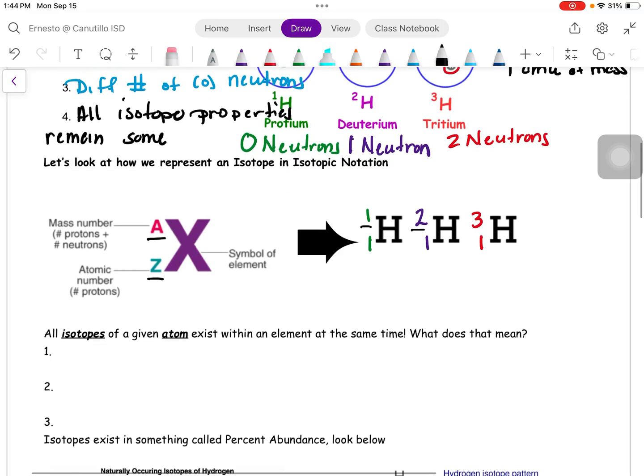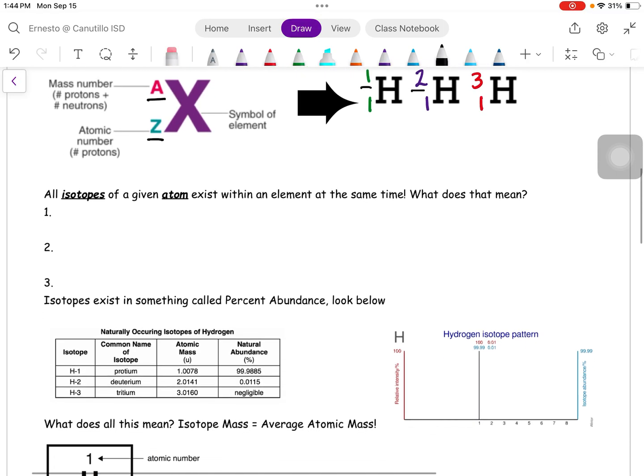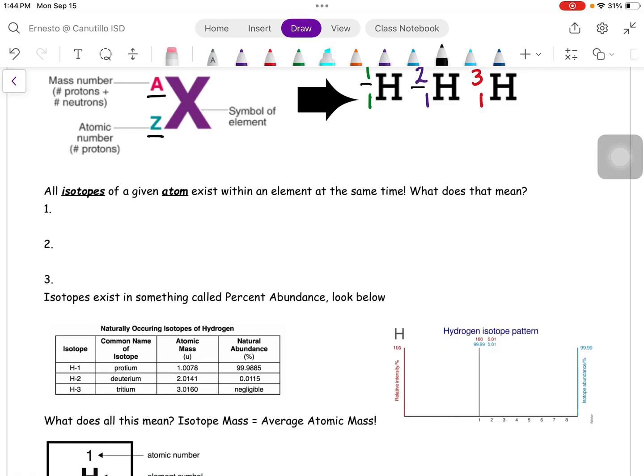Now, as we go through the process, here's what we know about isotopes of a given atom that exists at the same time. What does that mean? That means that all isotopes of any element are always present.